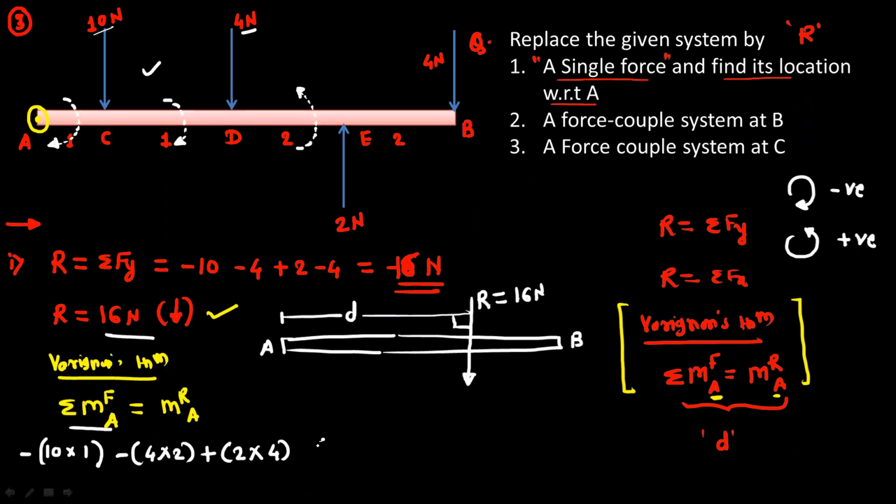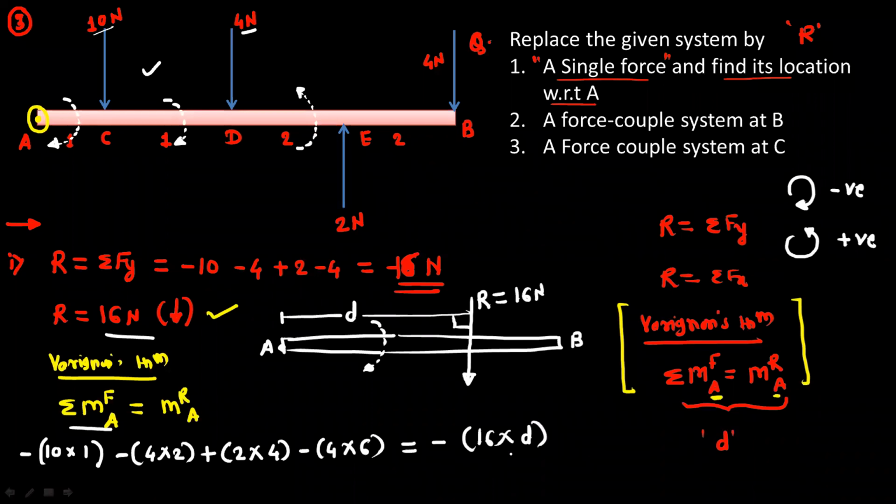And last is 4 Newton and total distance is 6 meter. And again, moment is clockwise, so it is negative. And this is equal to moment by resultant about the same point A. So here resultant is 16. And this moment about point A will be clockwise, because the resultant will try to rotate AB in the clockwise direction about the point A. So this is minus. So minus 16 into D.